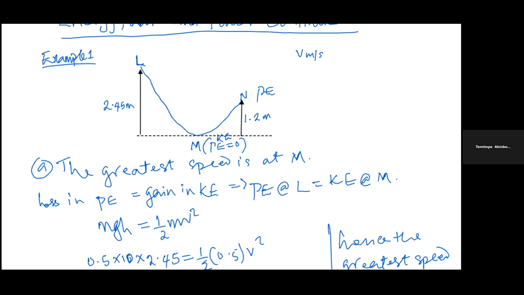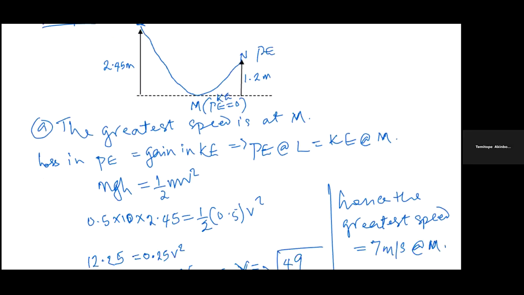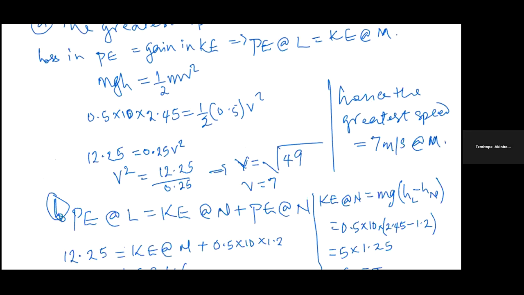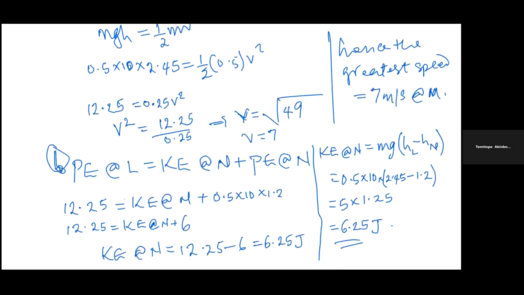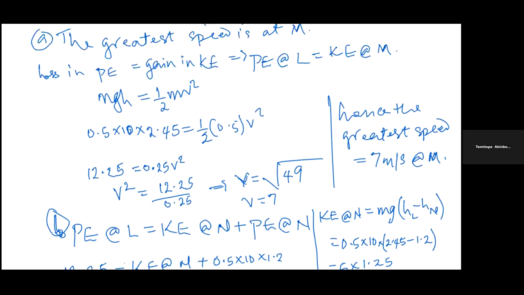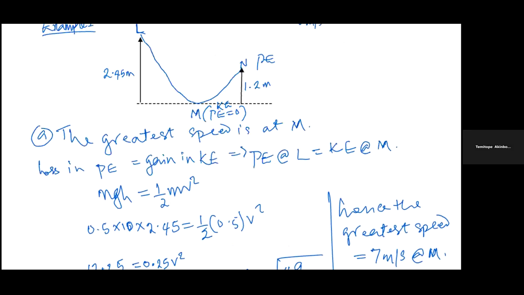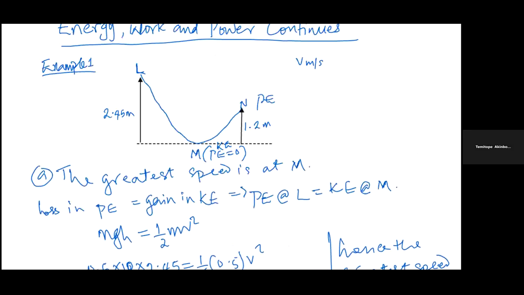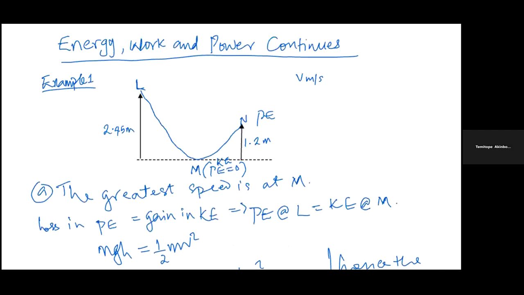If you don't understand the first method, I think the second method should make sense. That's why I said kinetic energy at N equals potential energy at N. Now, for the potential energy, we need to find the difference in height. Is that clear? Yes, sir. So that's it.